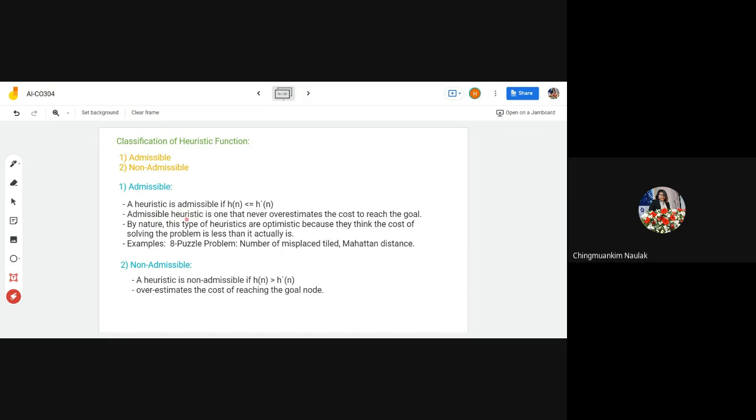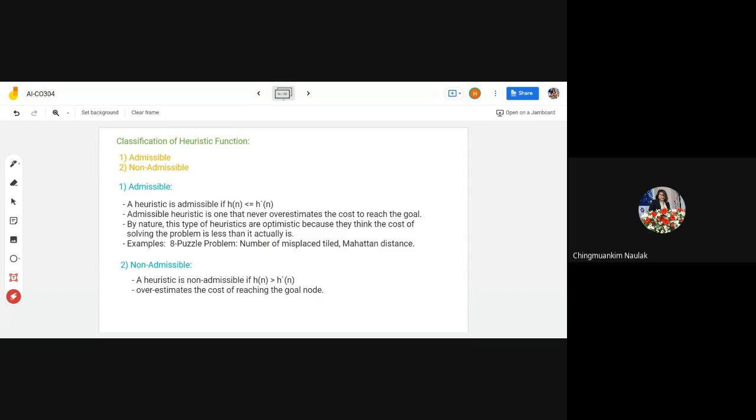As I have just said, h of n is less than or equal to h dash n, which also means that it never overestimates the cost to reach the goal. By nature this type of heuristic is optimistic, because it thinks that the cost of solving the problem is less than it actually is. An example is in the 8 puzzle problem, finding the number of misplaced tiles and application of Manhattan distance. That's an admissible heuristic function application. If you want to explore, you can explore it on your own. I'm not going to do this one.